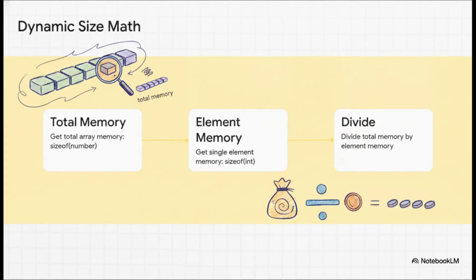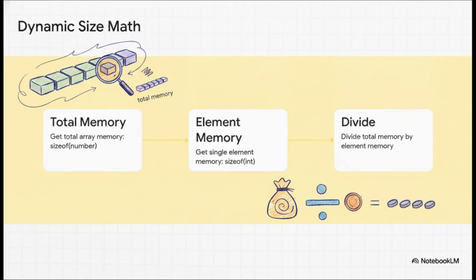Because hey, you don't always have to hard code that size variable manually. In your main program, you can actually figure this out with a little simple math. Step 1, grab the total memory your array takes up using sizeof(number). Step 2, get the memory that just a single element takes up using sizeof(int).